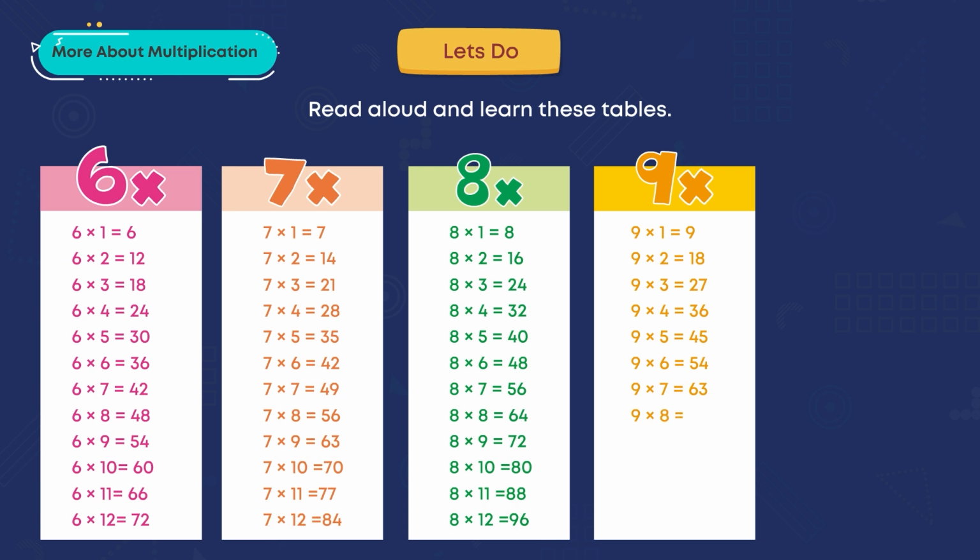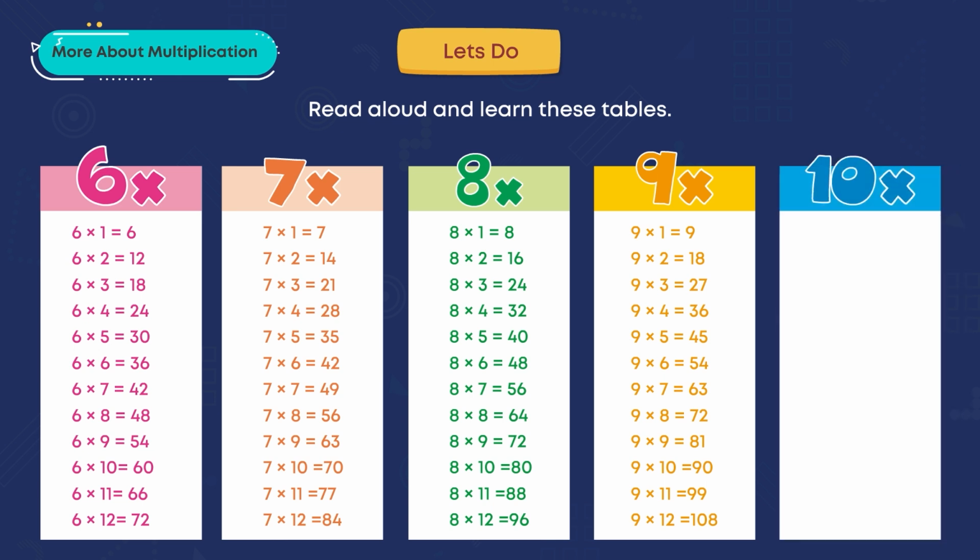9 times 8 equals 72. 9 times 9 equals 81. 9 times 10 equals 90. 9 times 11 equals 99. 9 times 12 equals 108.